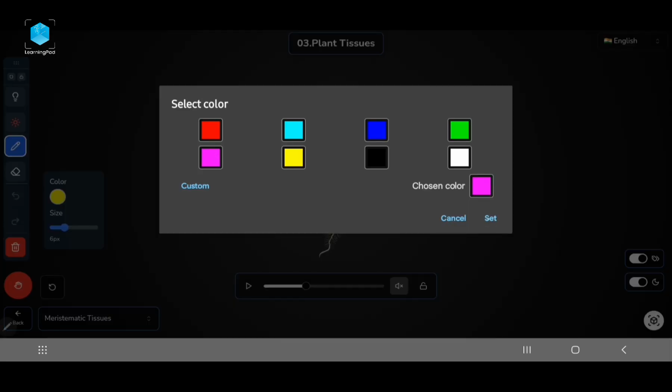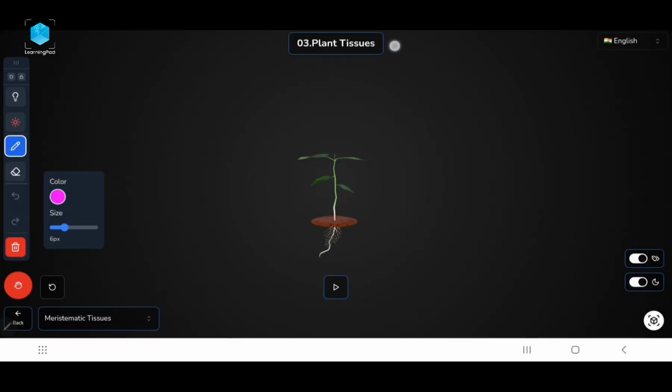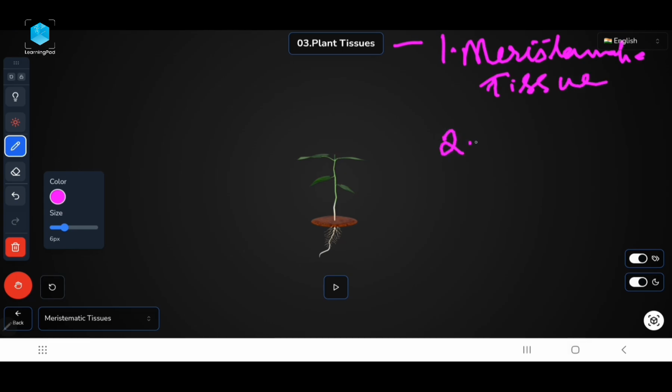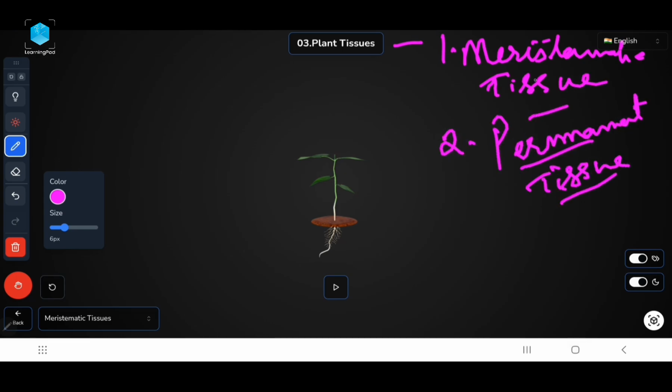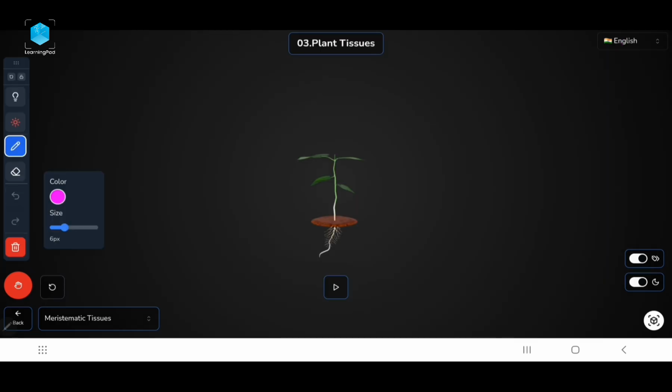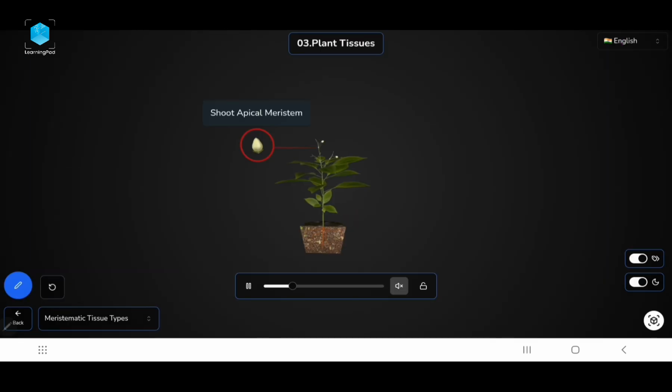Under plant tissue, first let us study the different types of plant tissues. Under plant tissues we have two types. One is meristematic tissue, and the second one is permanent tissue. Let us study meristematic tissue first. Meristematic tissue is of three types, based on three locations.